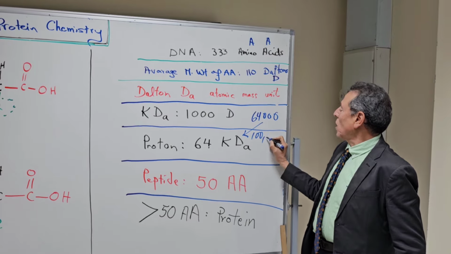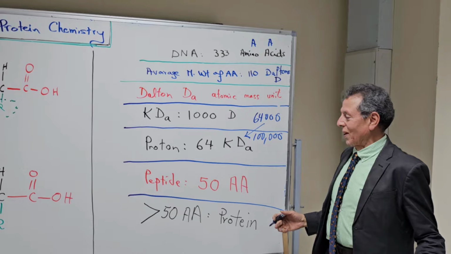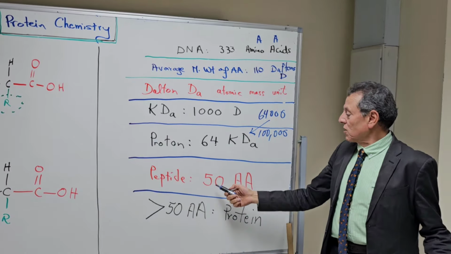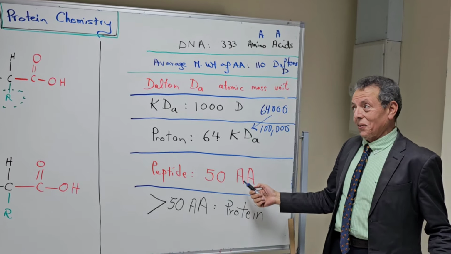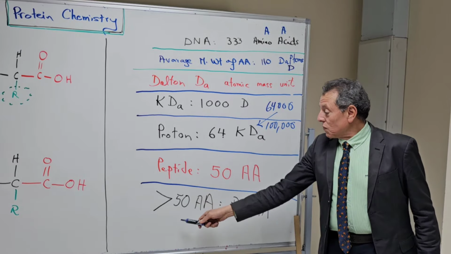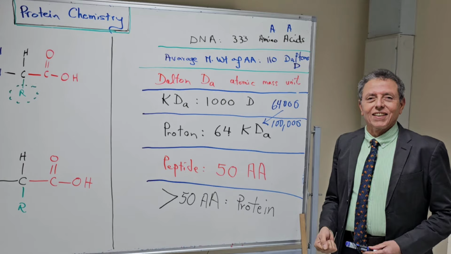And it can go up to 100,000. So you can imagine how big the molecule is. And as I said, the definition of a peptide is 50 amino acids connected together in the same way. And what if it is more than 50 amino acids? It starts to form a protein, right?